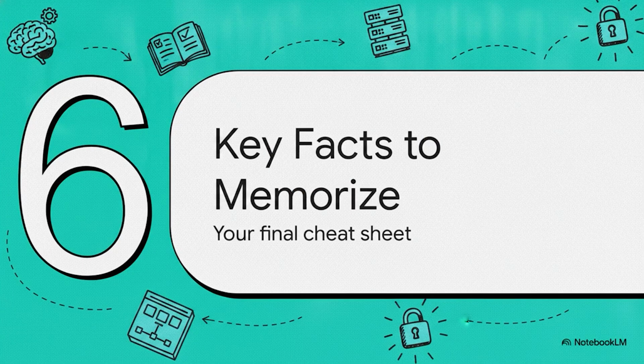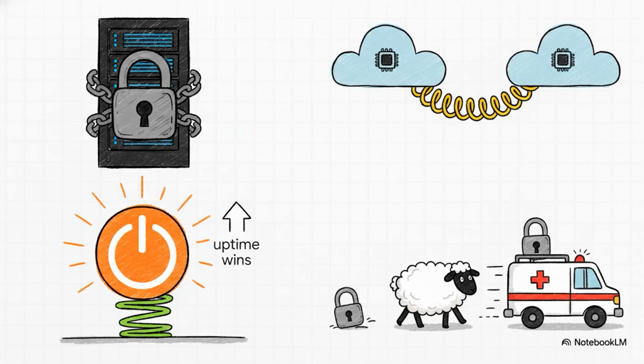Almost at the finish line. Section 6, Key Facts to Memorize. This is your final cheat sheet. Seriously, commit these 4 points to memory, and you're going to easily navigate any tricky placement questions they throw at you. Let's recap them one last time.